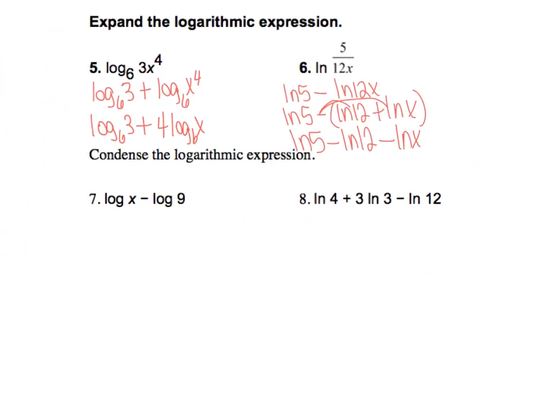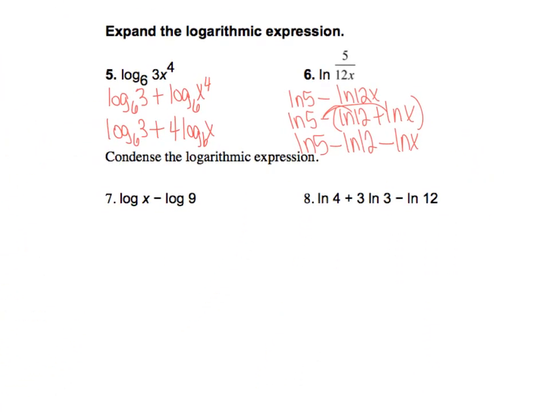On the bottom two, we are putting things back together. We are condensing. We have the log of x minus the log of 9. There's no coefficients or anything that we need to make into exponents. It's just subtraction. So we'd have the log, if it's subtraction, that means we're dividing, of x divided by 9.